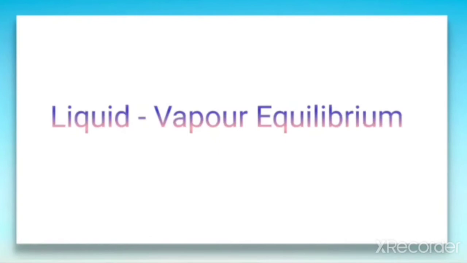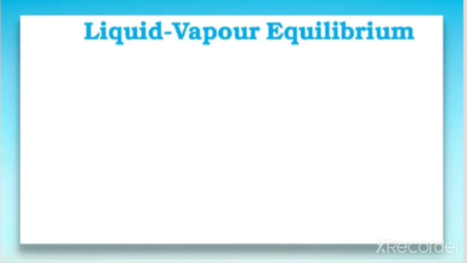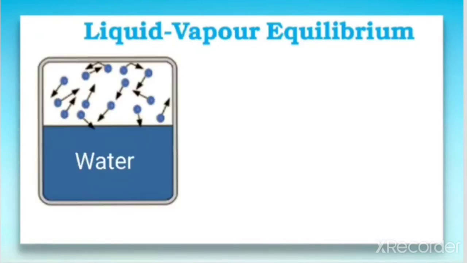Let us discuss liquid-vapor equilibrium, as we have already discussed it in the chapter States of Matter when we discussed the liquid state. That is, when water is taken in a closed container, it undergoes evaporation. So two layers are formed here, that is, the liquid layer and the vapor zone. A stage is reached when there is no change in the quantity of water and the number of molecules of vapor will be the same.